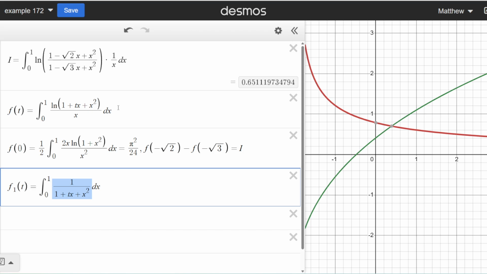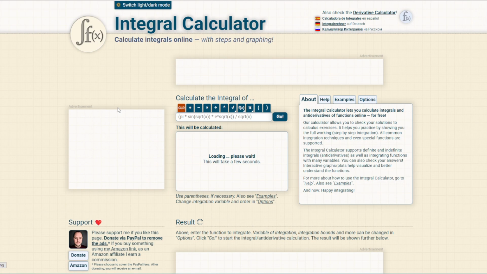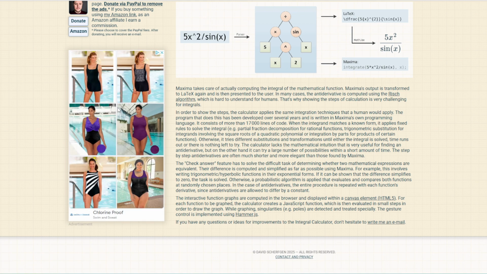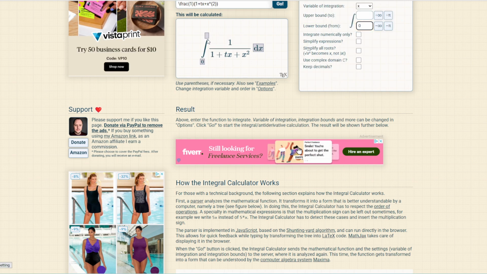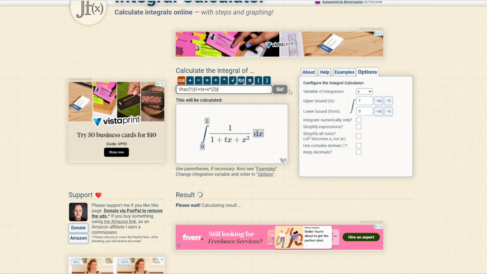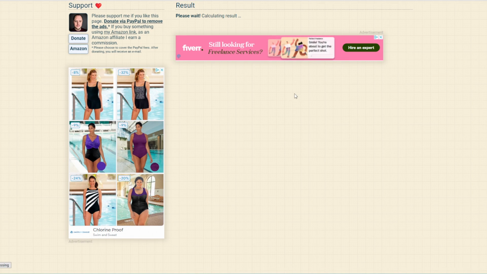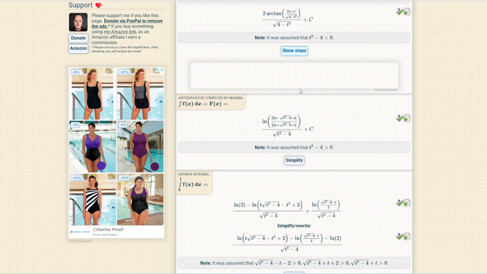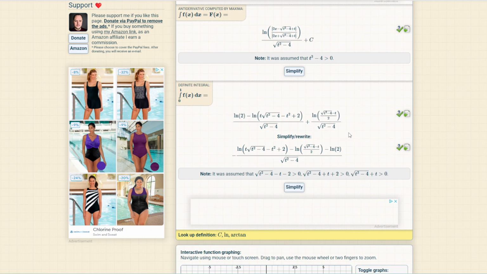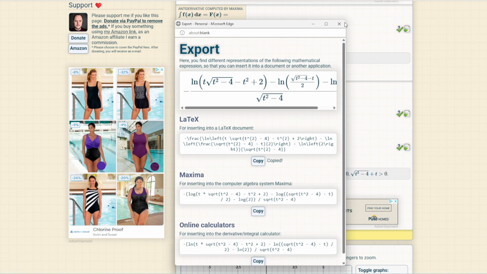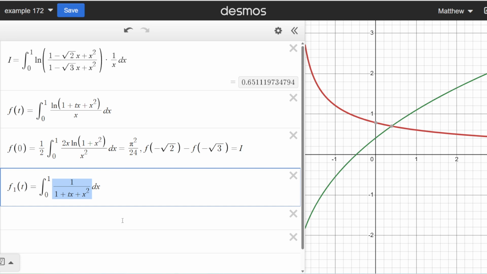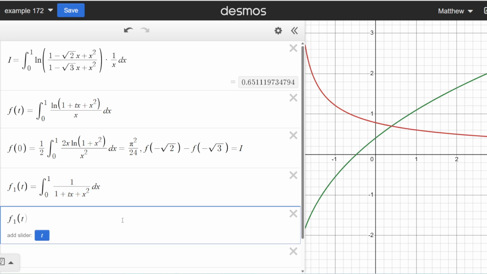All right. So we'll refresh the page here and plug that into our integral calculator, integrating from 0 to 1. Sorry about my barking dog. All right. So from 0 to 1, that gives us this junk right here. Okay, so we'll copy that down here. So f prime of t is equal to this.